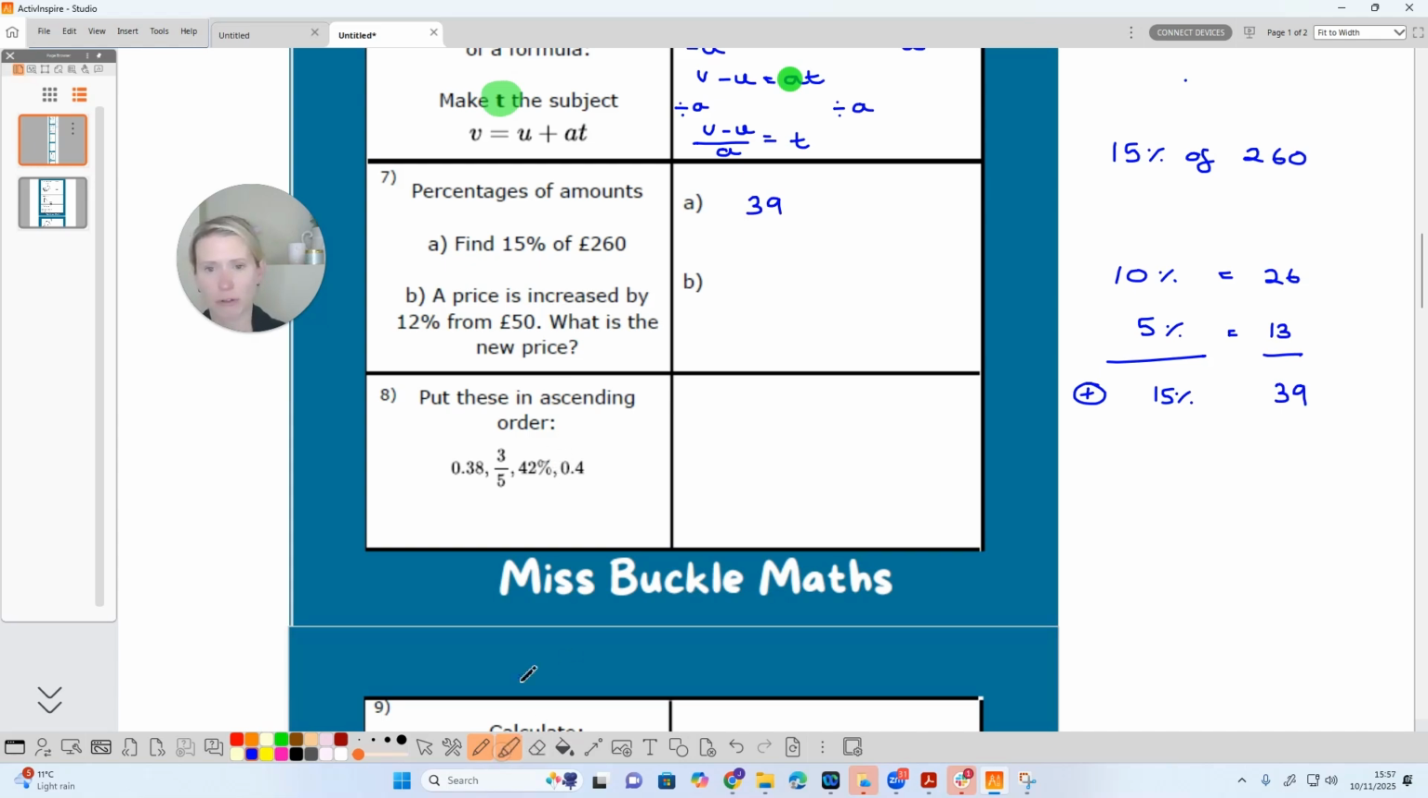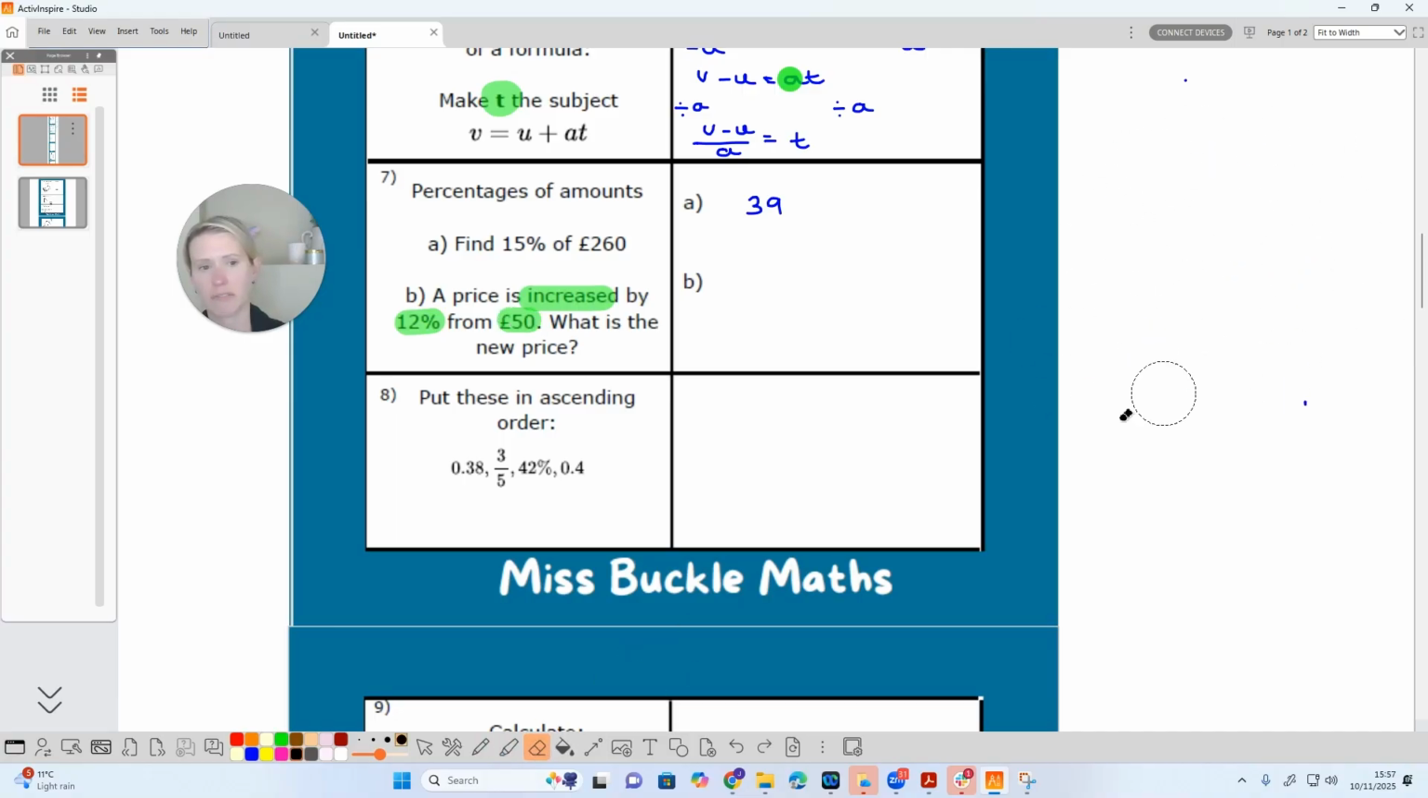A price is increased by 12% from £50. What's the new price? So for these you have to start by finding that 12%, then add it on to the £50. So start by finding 12% of 50. Now to do that I would first find out what 10% is. I would then find 1% and then double it to find out what 2% is, so 2 lots of 1%, and then I'm going to add them together to get to my 12%.